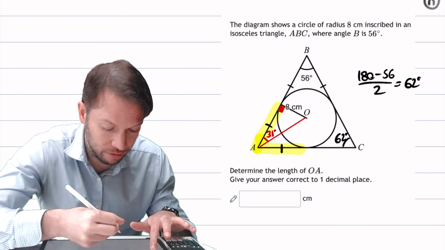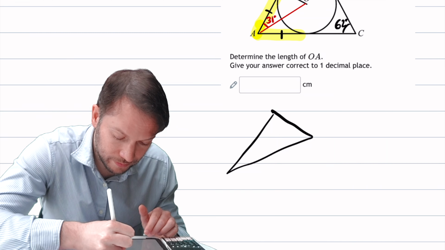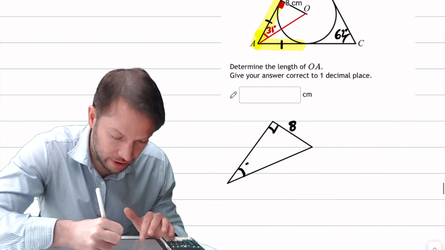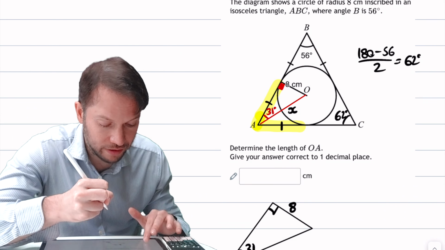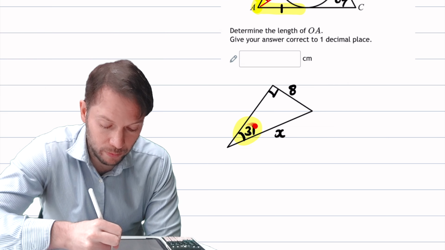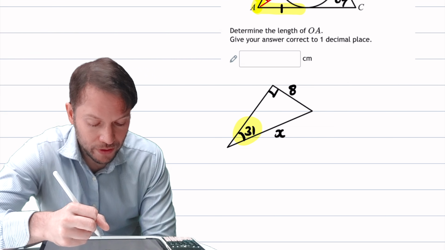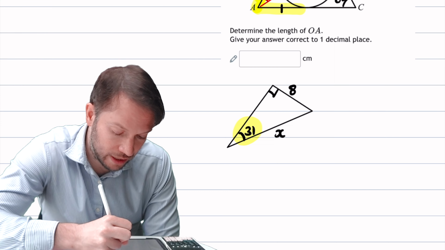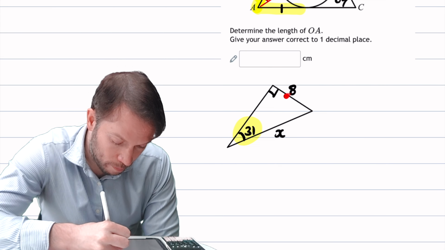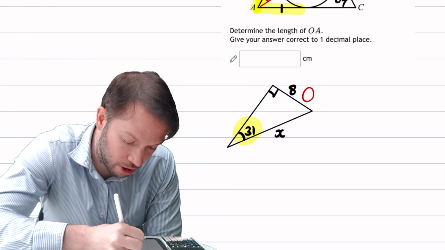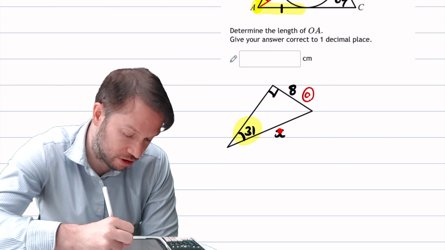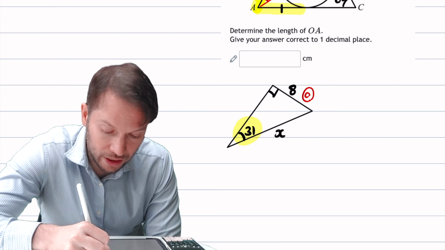So let's just draw out that triangle separately. So we've got the 8 centimeters here, we've got the 31 degrees here, and we're trying to find the length of OA. Let's call it X, because we don't know it. Now at this point, we highlight the angle of interest, which is just the angle that we know that is not the right angle. And then we label these side lengths here with how they interact with this angle of interest. So this side here is opposite that angle, so it's called the opposite. We label it with O. And this side here is the hypotenuse because it's the longest side of the triangle. Remember, the hypotenuse is always opposite the right angle. So we put H for hypotenuse.